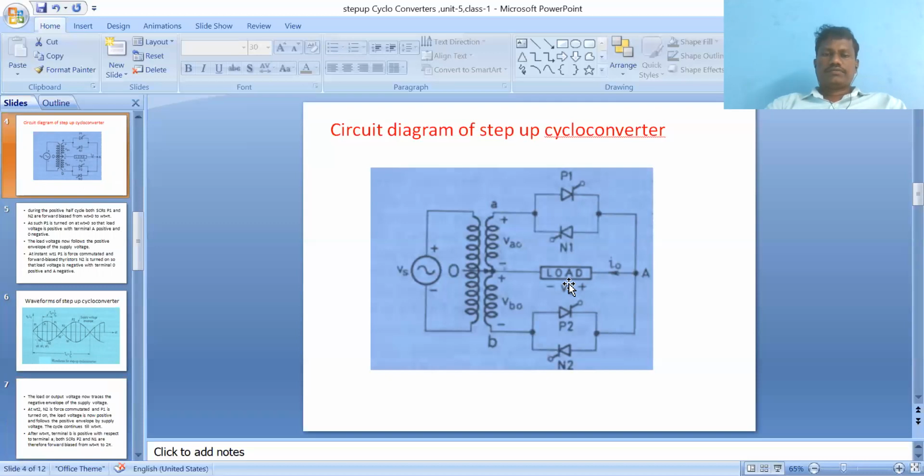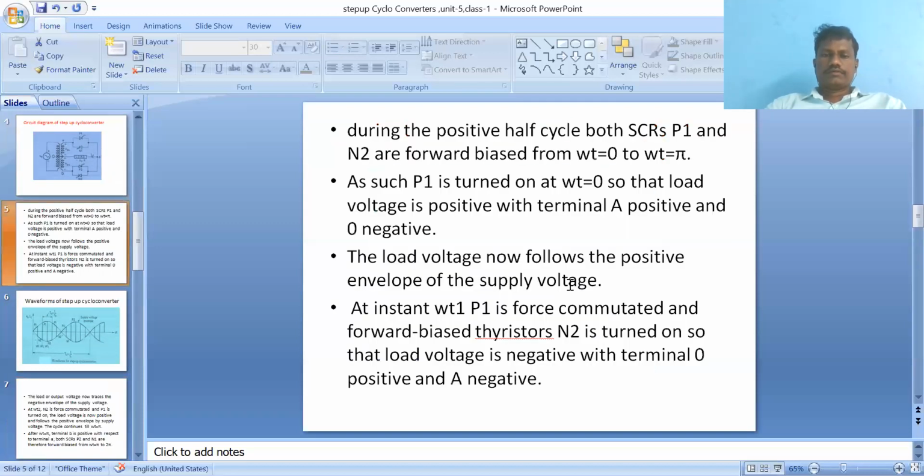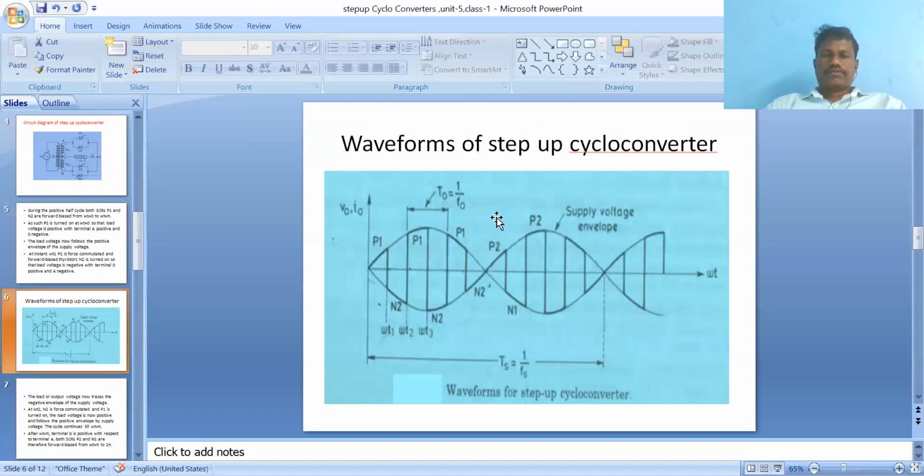The diagram is the waveforms of the step-up cycloconverter. There are dark lines and dotted lines. We should observe only the dark lines. So here is the waveform: P1, N2, P1, N2, P1, N2.